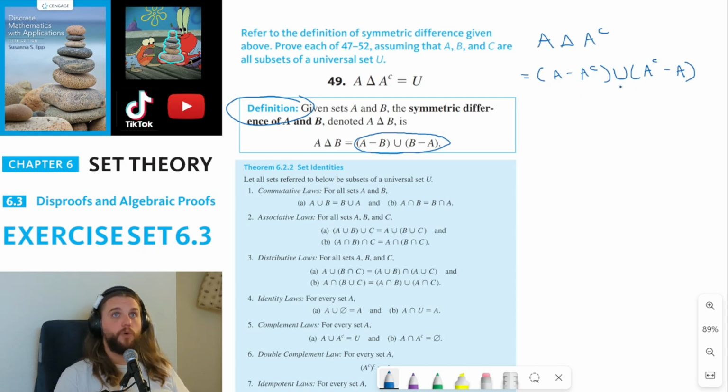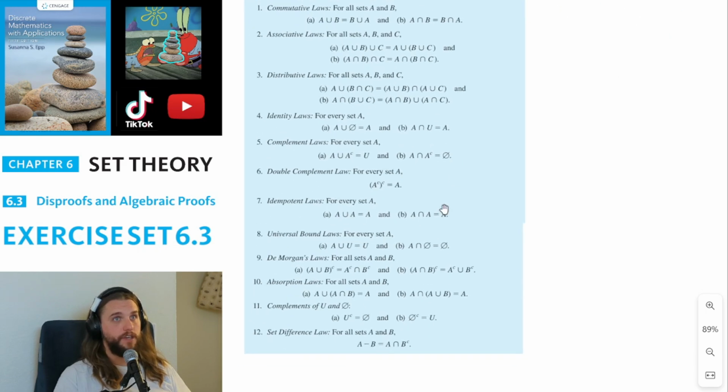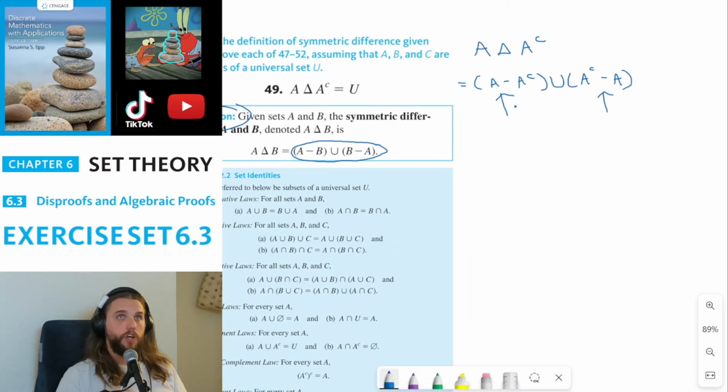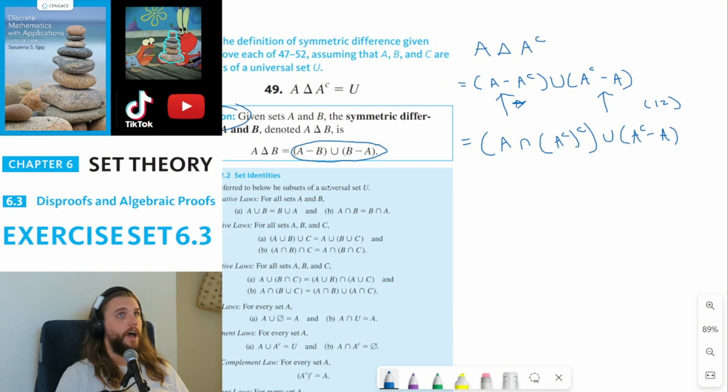Now we have some more operations to work with here. For example, this set operation, the minus, can be unpacked using one of the set identities, which is the set difference law, which says that A minus B is the same thing as A intersection B complement. So I'm going to apply this rule twice, starting with this first parentheses. And this is true by set identity rule number 12. And we can apply set identity number 12 again to this set minus operation here.